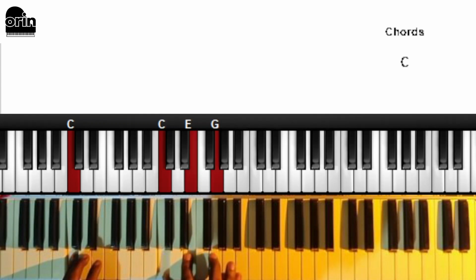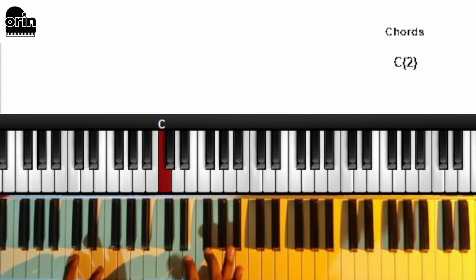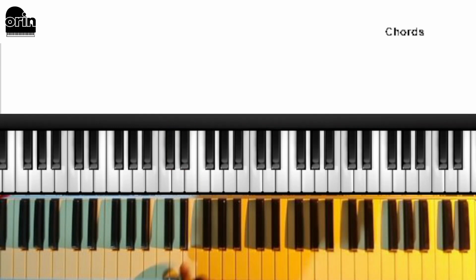I can have C, E, G, B flat. C7 is another popular chord, so that's a chord. But if we have two notes, that's an interval. So we have the major and minor interval, but that's for another day.